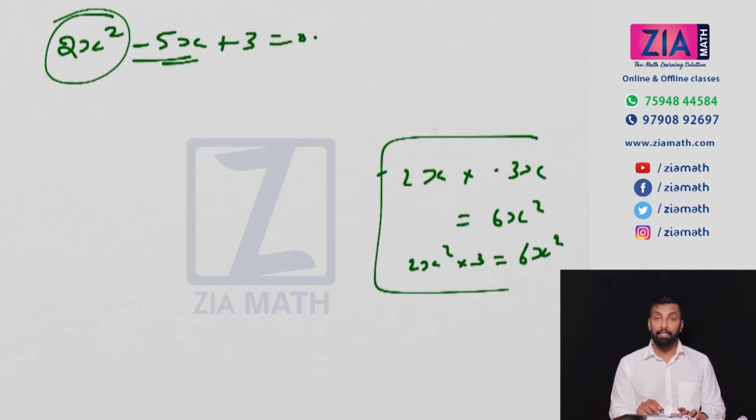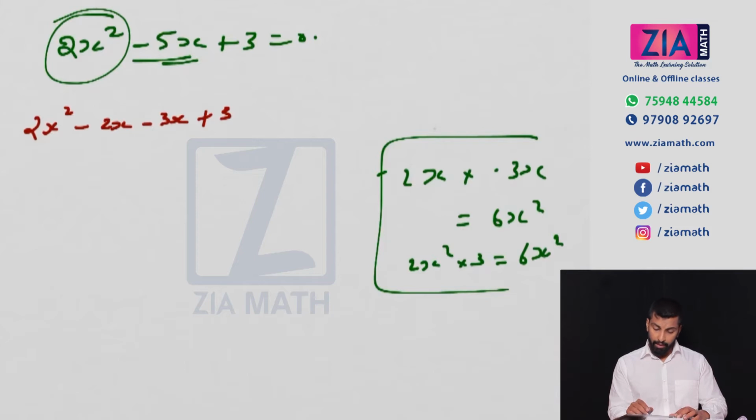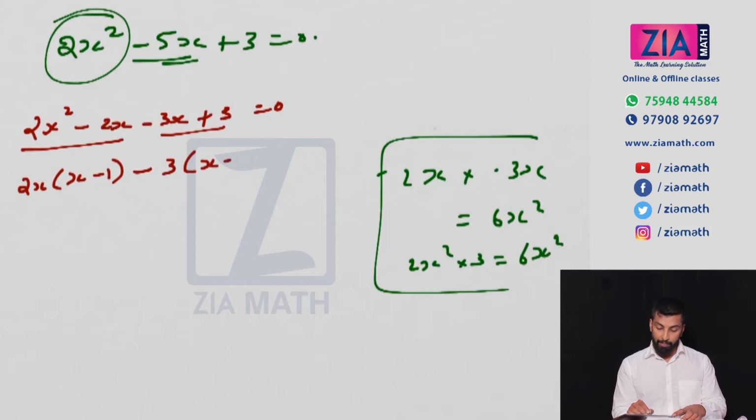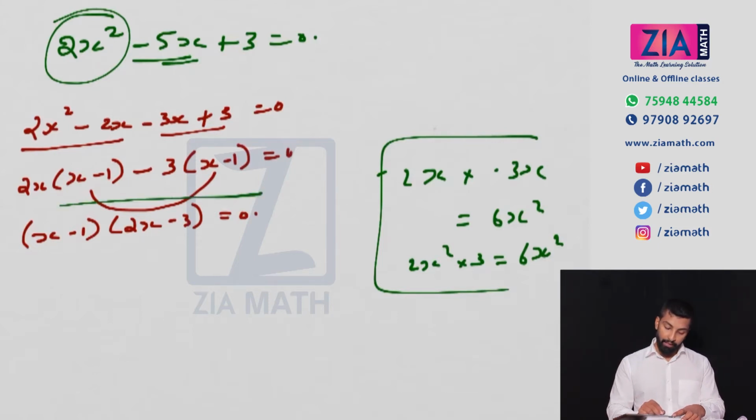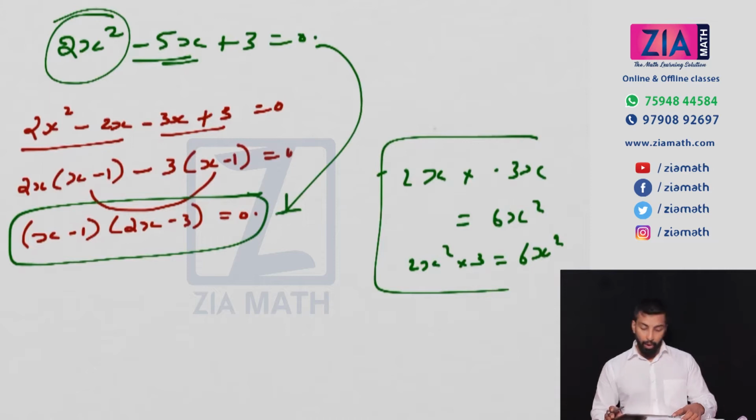So let's factorize. Let's split up the middle term. 2x square minus 2x minus 3x plus 3 is equal to 0. Now we have 2x common here. Let's take it out. 2x into x minus 1 minus, we have 3 common, 3 into x minus 1. We have already seen this, right? So now x minus 1 is common, so let's take x minus 1 out. 2x minus 3 is equal to 0. Now you got this given expression factorized like this. Now x minus 1 into 2x minus 3 is equal to 0.